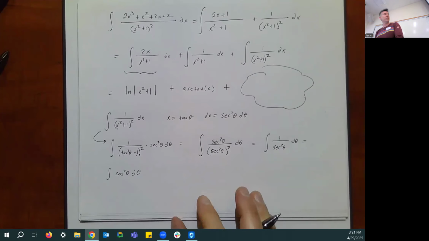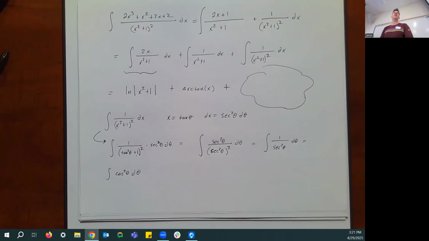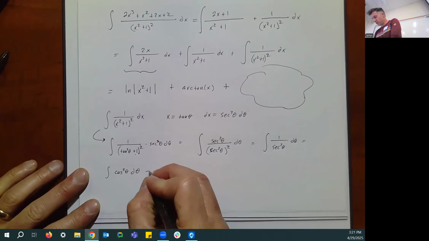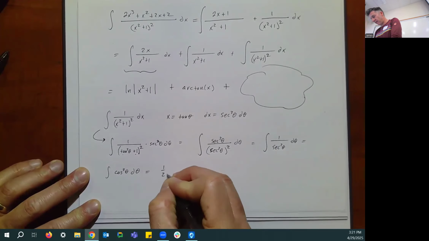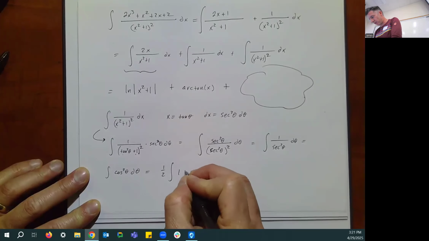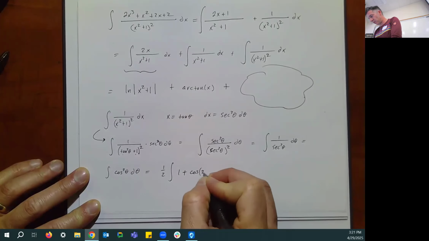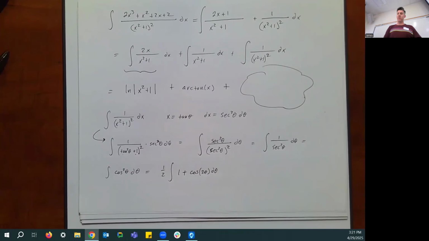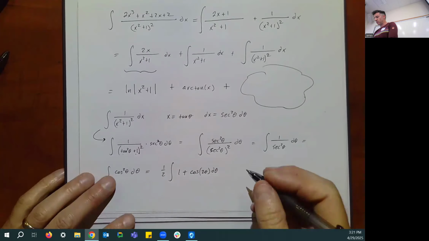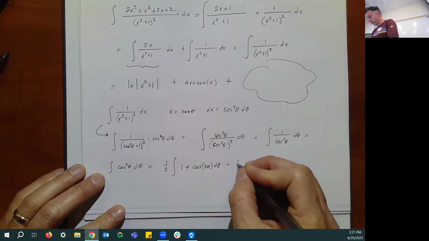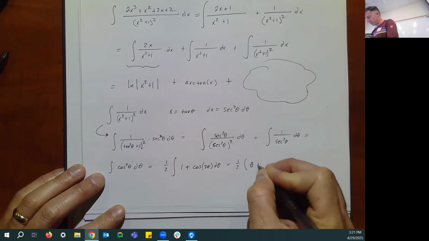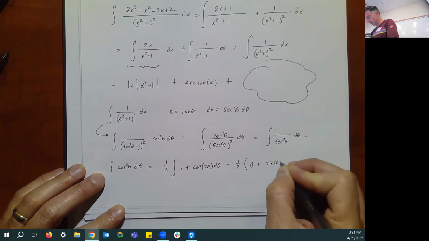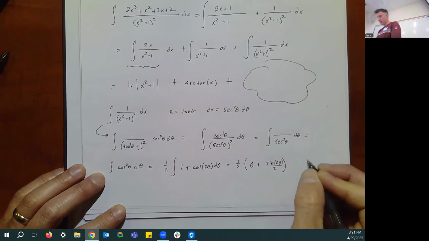And now we're in that situation where you have only even powers of sine and cosine, and you have to use that half angle formula for cosine squared, which is going to be 1/2 of 1 plus cosine of 2 theta. And instead of dividing by 2, I really think writing the 1/2 out in front is the way to go there. We're finally at a place where we can anti-differentiate. We're going to get 1/2 times theta plus sine 2 theta divided by 2.